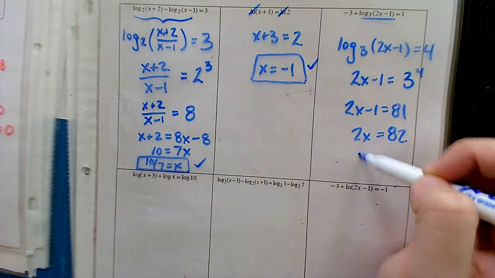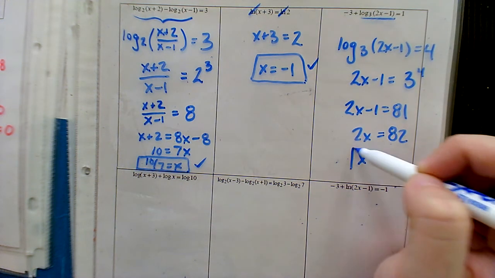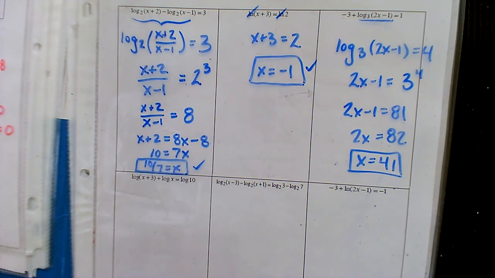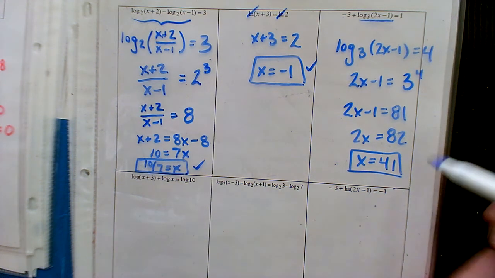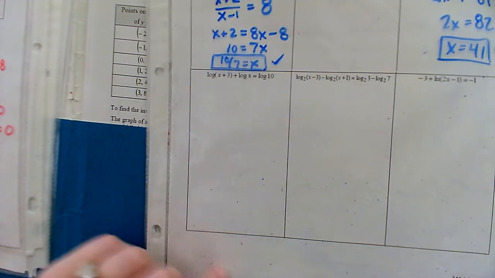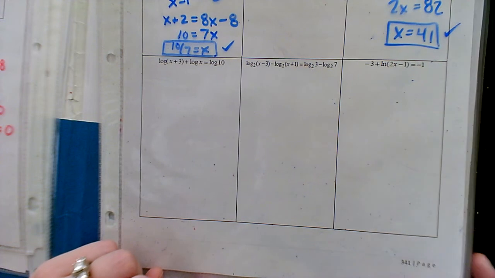Add 1, divide 2. We have 41. You gotta check it. Is the argument positive? Yep. So we're good to go. Do you guys want to try the next one on your own? Try the bottom left. See how you do?